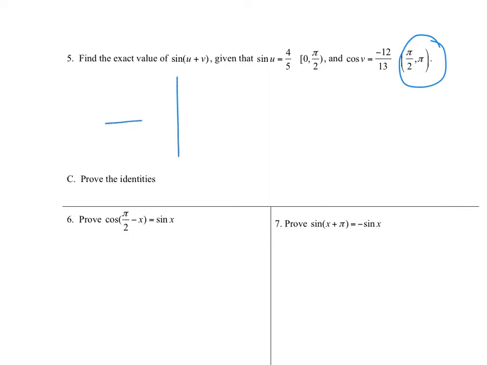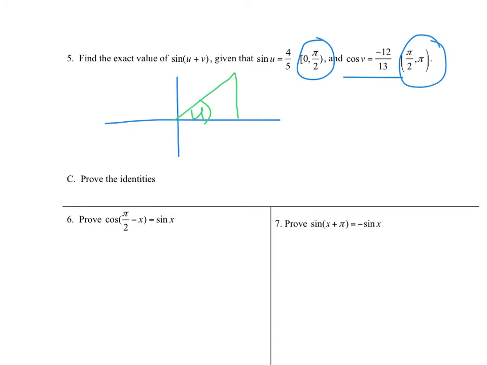All right, so let's go over to quadrant 2. And let's draw a triangle. Oh, I'm sorry. That's for this right here. That's for angle V. U, though, is from 0 to pi over 2. So there's two angles going on. There's angle U and there's angle V. So let's draw a triangle first for angle U.